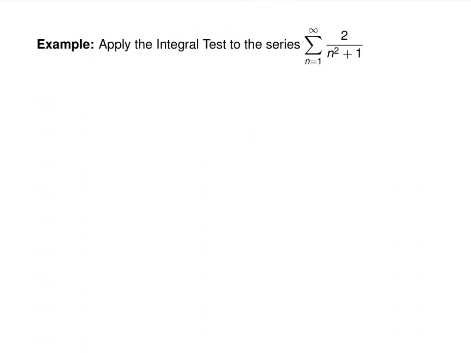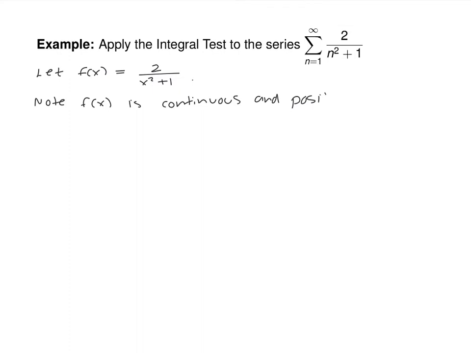Okay, so let's actually apply an integral test. Apply the integral test to the series sum of 2 over n squared plus 1. So start by defining your function. Let f of x equal 2 over x squared plus 1. And then you can say, okay, well, note that the function f of x is continuous and positive on the interval from 1 to infinity. It's continuous and positive on more than just that interval, but that's the part you care about because your series goes from 1 to infinity.